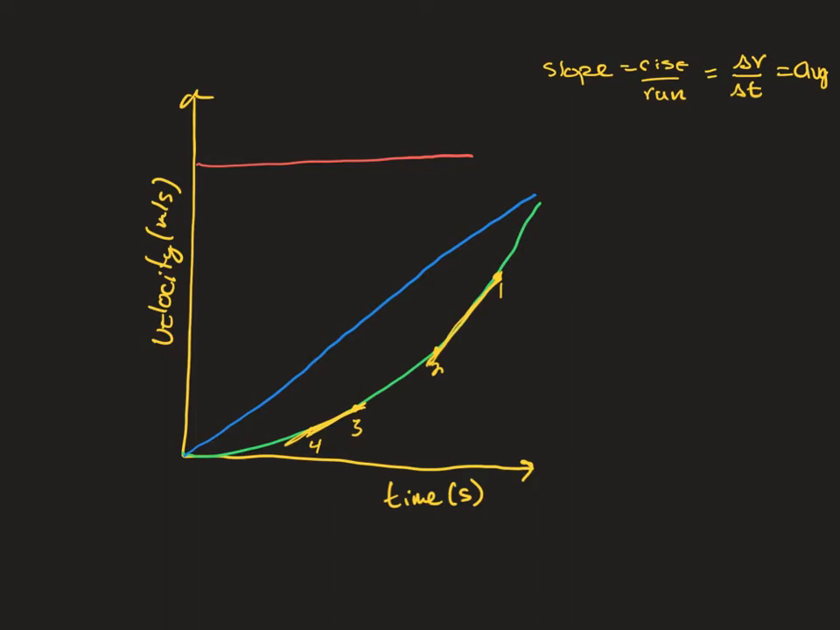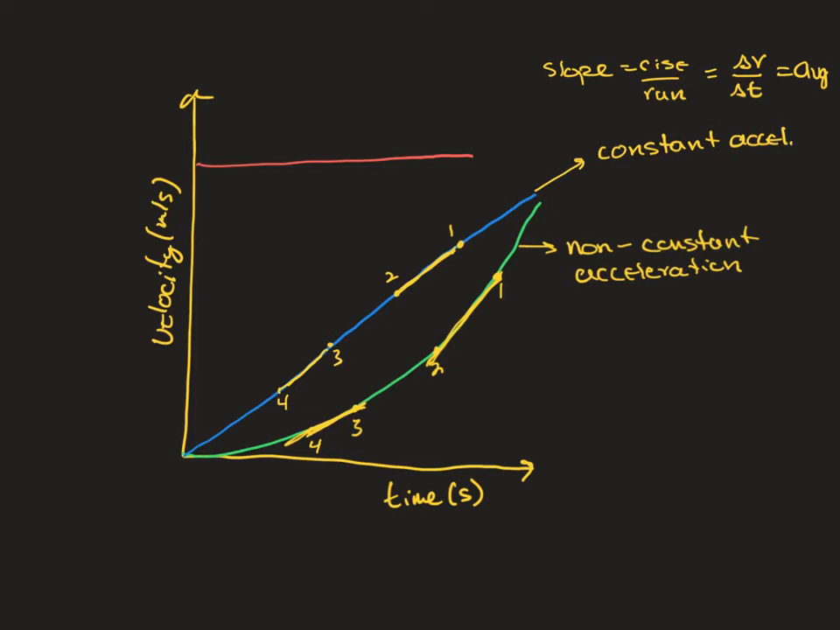So that means the average velocity from here to here and here to here is not going to be the same value, or that our acceleration is not constant the whole way through the motion. So this here is going to represent non-constant acceleration. But if we look at this graph over here, 1 and 2 gets you this slope, and 3 and 4 gets you this slope. This here is constant acceleration, meaning that the acceleration stays the same the whole way through the motion.